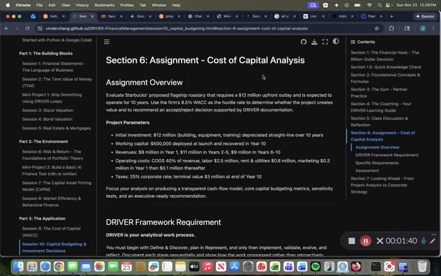So we'll focus our analysis on producing a transparent cash flow model, the core capital budgeting metrics, sensitivity tests, which do the implementation stage, and an executive-ready recommendation.